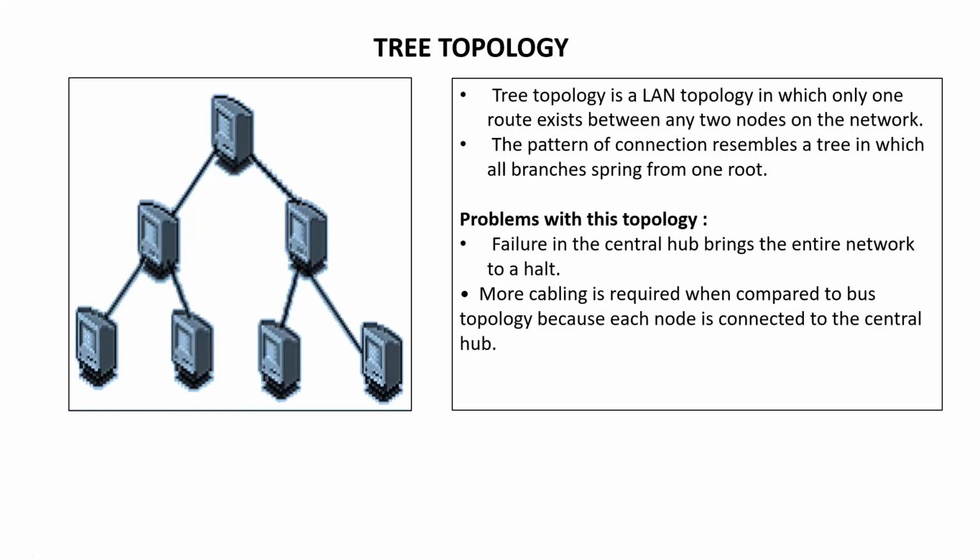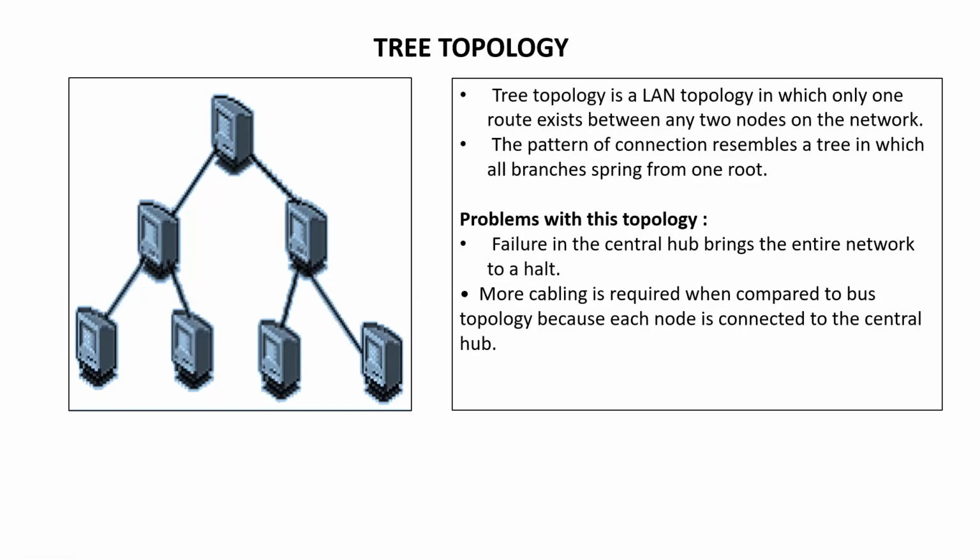Next, what is the problem? Failure. It's like the centralized. So failure in the central hub or the central node will bring the entire network down. If this centralized node fails, then the entire network will be stopped. Next, more cabling is required as compared to bus topology. It is obvious, bus has only one single cable. Here we have to increase the number of nodes, so we have to increase the cables. So this is the problem with this topology.